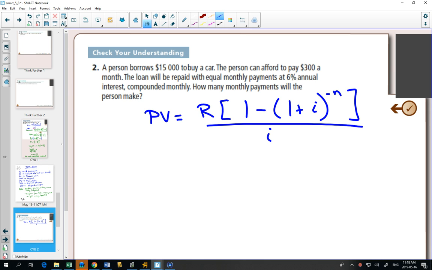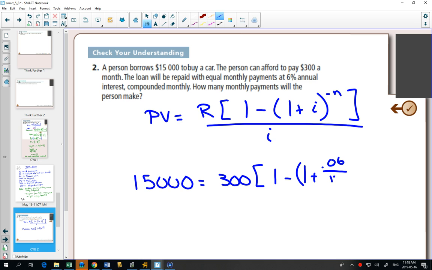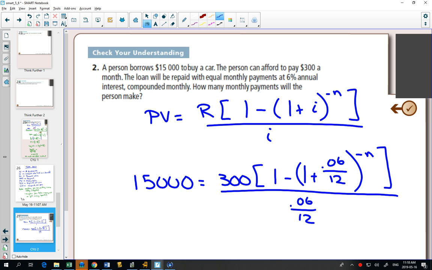So you borrowed $15,000. So the present value of the loan is $15,000. You're paying $300 a month. The interest rate is 6% compounded monthly. We want to figure out how long it's going to take. And so we're solving for n, the number of monthly periods.